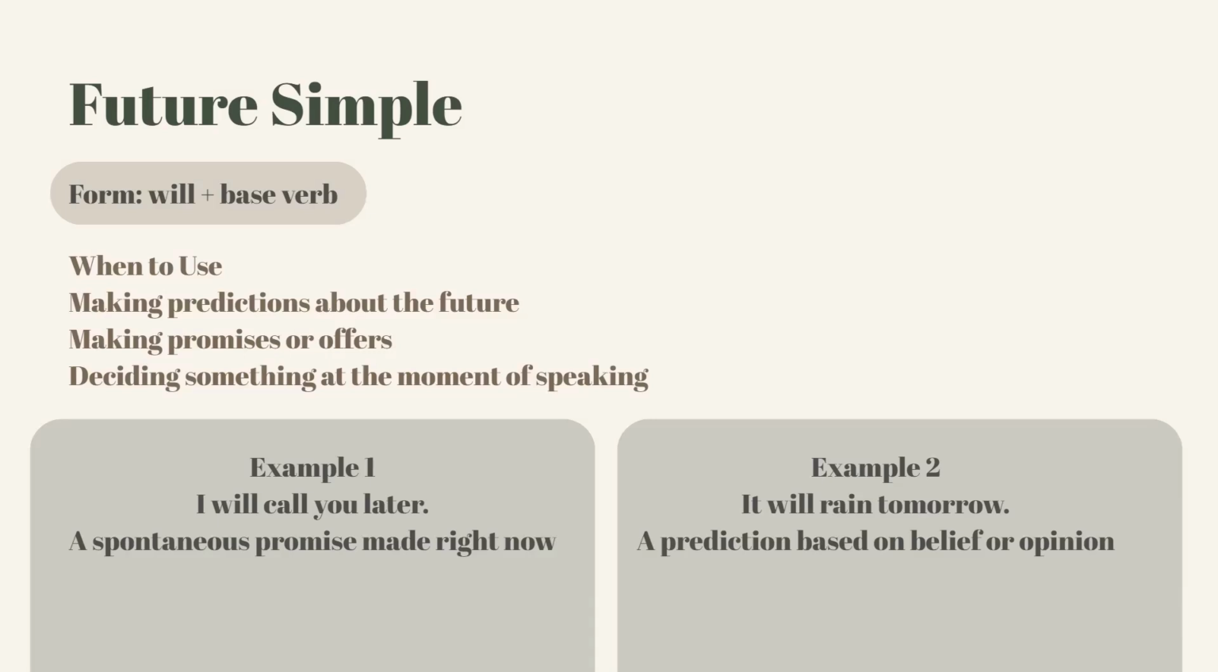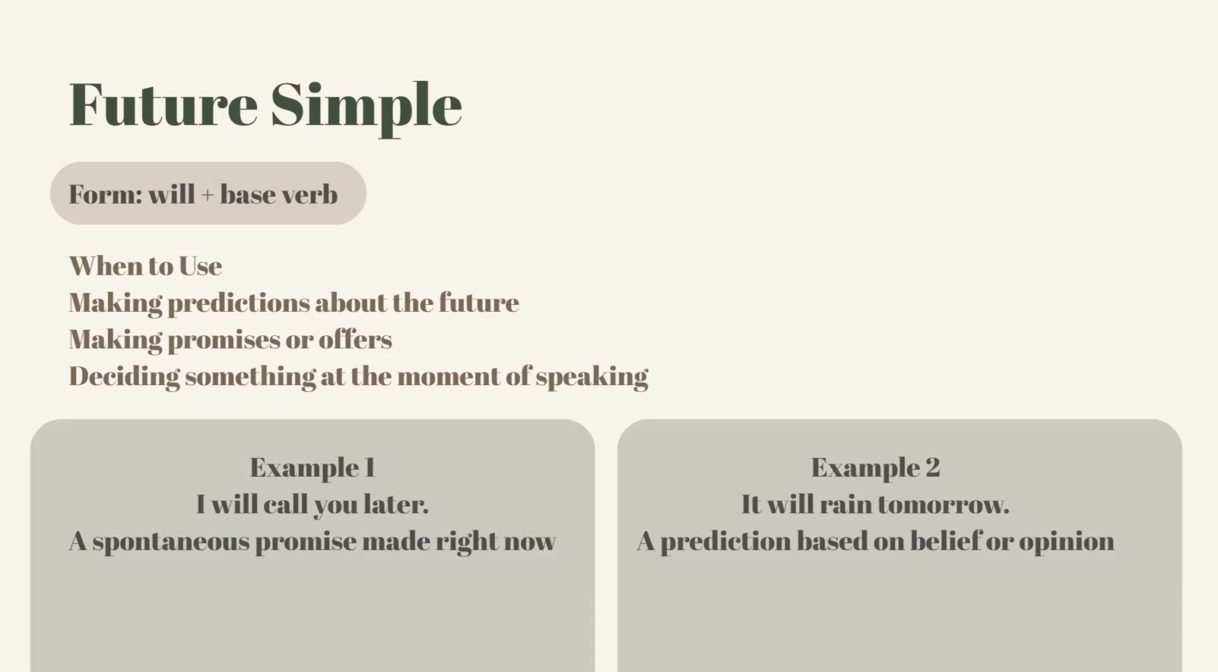Let's take a look at our second example. It will rain tomorrow. Okay, it is a prediction, but you make that prediction according to something. It's according to a belief maybe, or an opinion. You can make a prediction by looking at the sky, and if you see a lot of clouds, you can say that it will rain tomorrow. And it's future simple. Yeah.